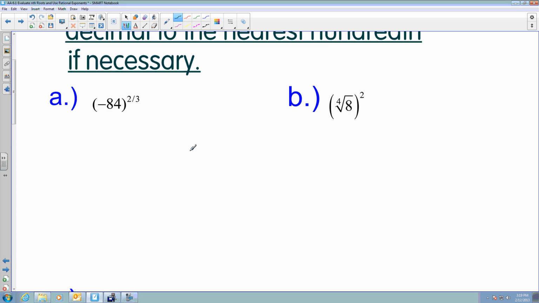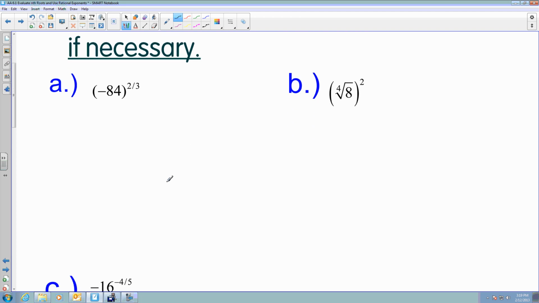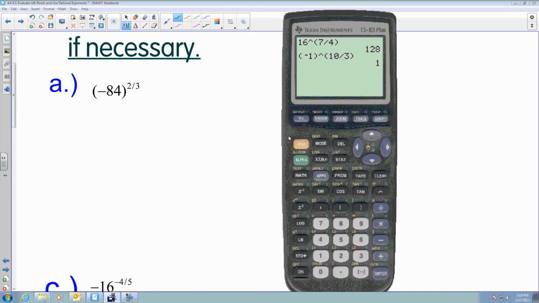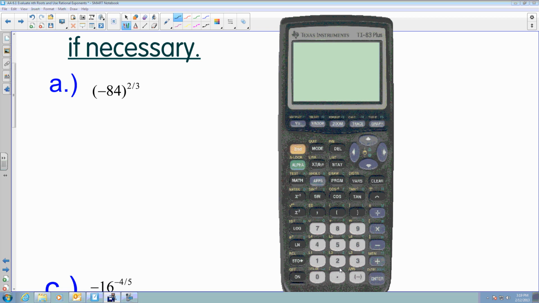Here, again, we're going to evaluate these expressions, and I'm going to round them to the nearest hundredth. So if I have, in parentheses, negative 84 to the parentheses 2 divided by 3 power, it gets me 19.18.